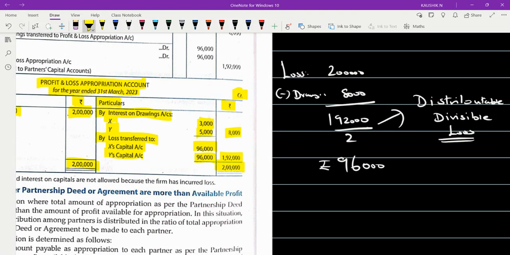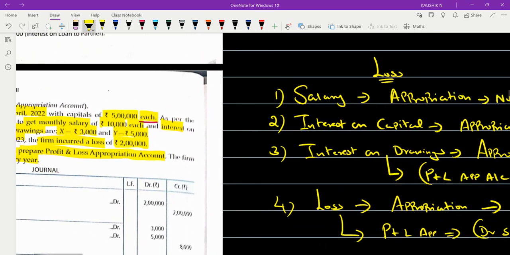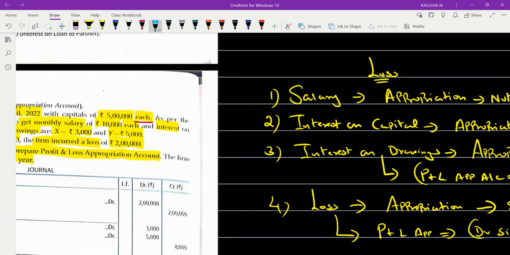So though the partnership deed provides that you need to allow salary, we cannot allow it. Though the partnership deed insists on providing interest on capital and they have given you the value also, we cannot give it when there is a loss. So when a loss exists, salary, commission, interest on capital, and transfer to general reserve are all ruled out. It is not possible. Is it clear to you?